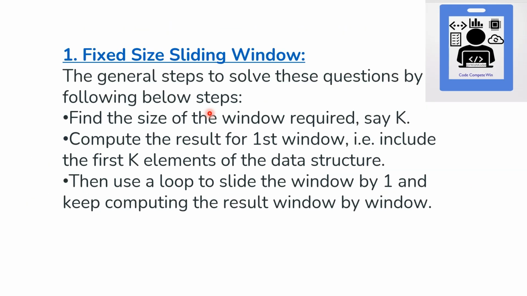As you observe, there are some steps that you should keep in mind when using this fixed size sliding window technique. First, find the size of the window required, say k. Compute the result for the first window, including the first k elements of the data structure. Then use a loop to slide the window by one and keep computing the result window by window.